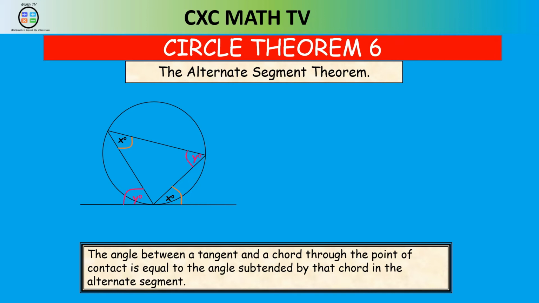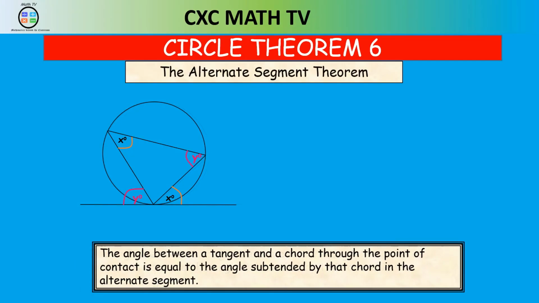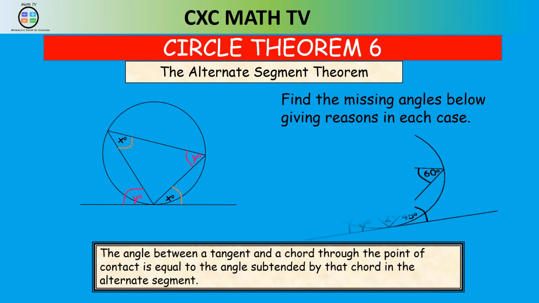So notice in faded pink, we see angle y right there, the angle between the tangent and the chord. Those two angles right there, the y's, are equal. And those two angles right there, the x's, are equal. Alright? So look at this picture right here. Find the missing angles below, giving reasons in each case, using this alternate segment theorem.